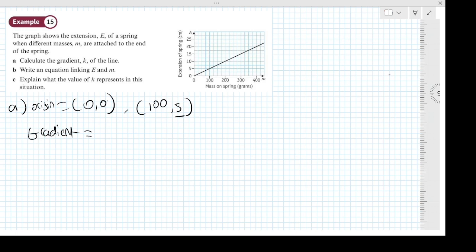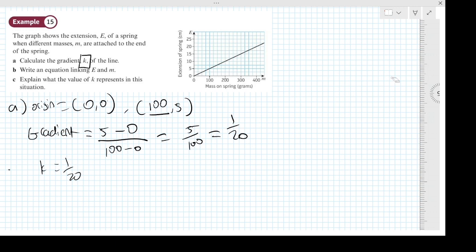So let's take 5 here, take away the other y value of 0 because it's at the origin. Take away then the x's. So 100, take away 0. That'd be 5 over 100, which would be simplified down to 1 over 20. Cool. Therefore that's our gradient then. Oh, and it said the gradient was k. So I'd say that k is 1 over 20. There it is.